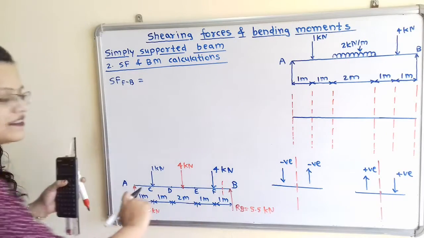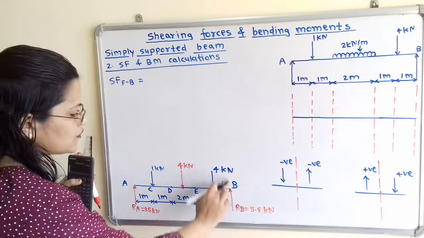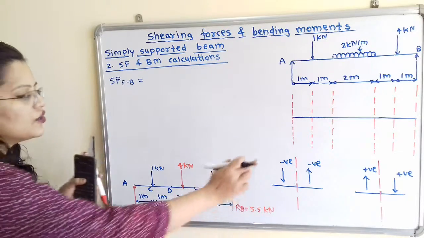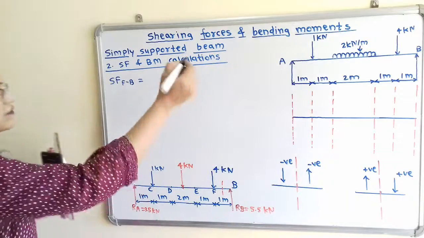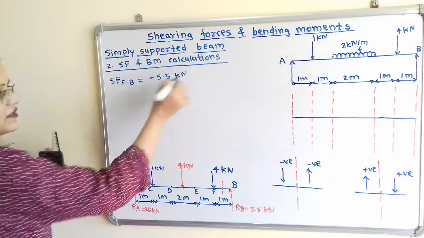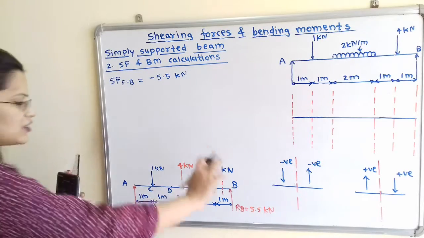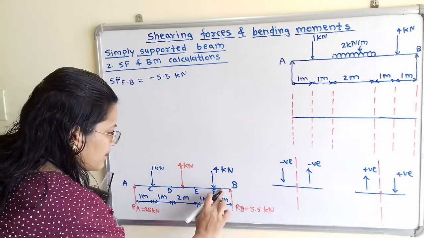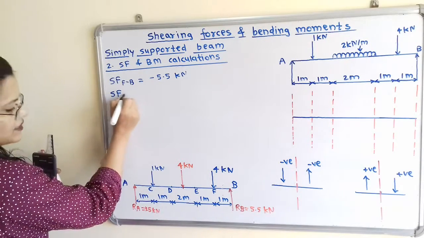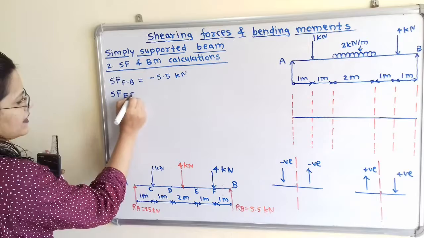So on the right hand side there is only one force, which is in the upward direction, and it is 5.5 kilonewton. So we will consider this with a negative sign, that is minus 5.5 kilonewton. Now we will move to the next section, that is section EF. So again I will calculate SF, that is shear force, in section EF.